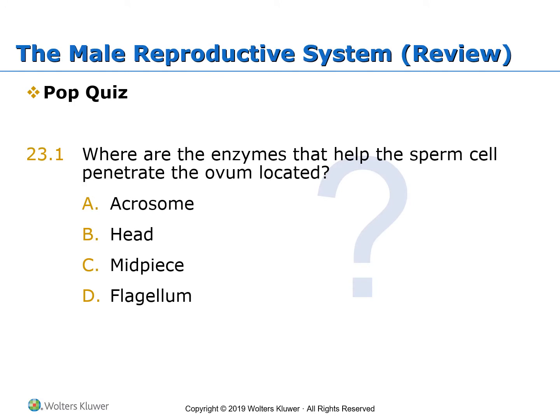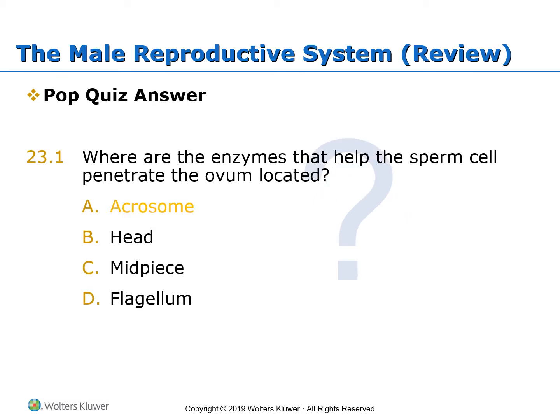Where are the enzymes that help the sperm cell penetrate the ovum located? A. Acrosome. B. Head. C. Midpiece. Or D. Flagellum. The enzymes that help the sperm cell penetrate the ovum are located at the level of the acrosome.